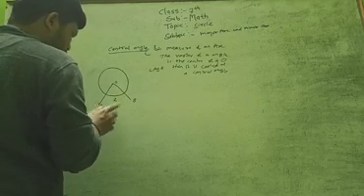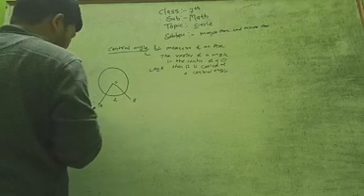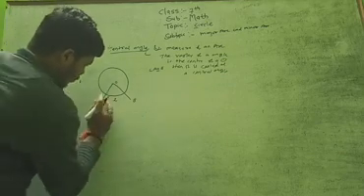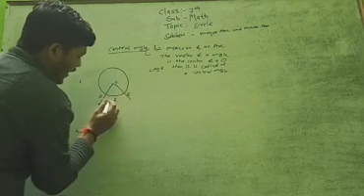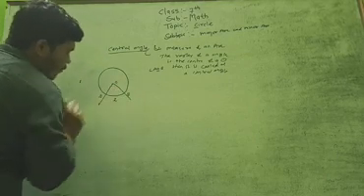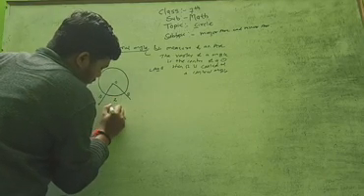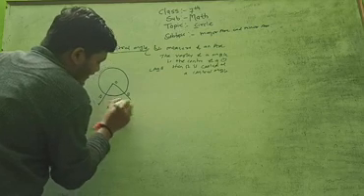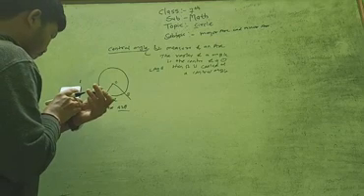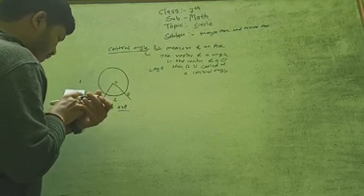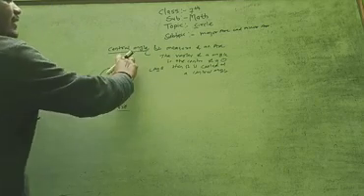Now in the figure, the central angle AOB corresponds to the arc AZB. This is point A, this is angle AOB, and this angle AOB corresponds to which arc? That is the arc AZB. Now the measure of the angle subtended at the center by an arc is taken to be the measure of the arc.